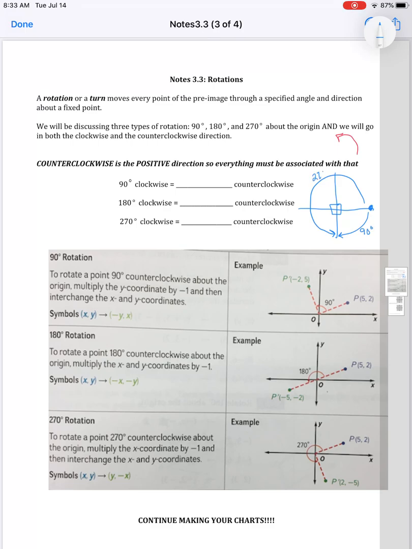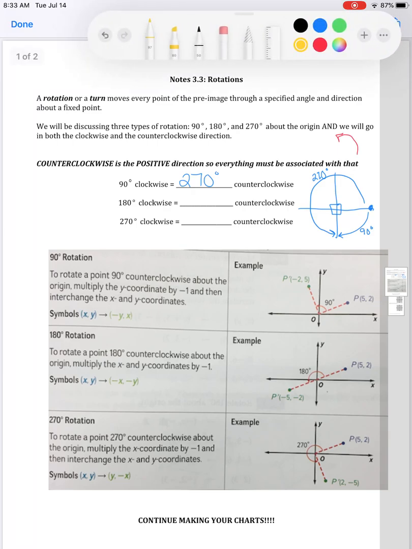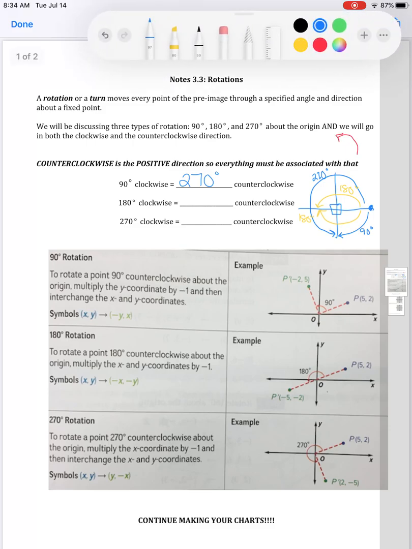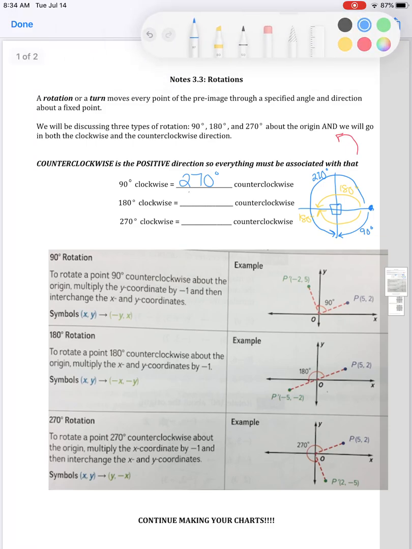If you put those two together, they make a full circle, and a full circle equals 360. So if this is 90, then going the opposite direction would be 360 minus 90, which is 270. So 90 degrees clockwise is really 270 counterclockwise, and that's the rule that you're going to have to use for that. With 180, 180 goes like this.